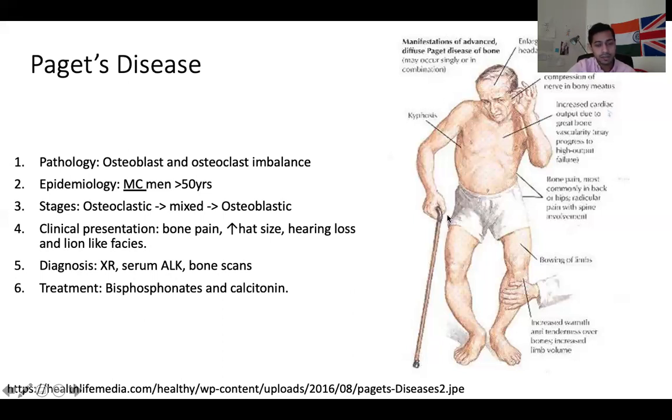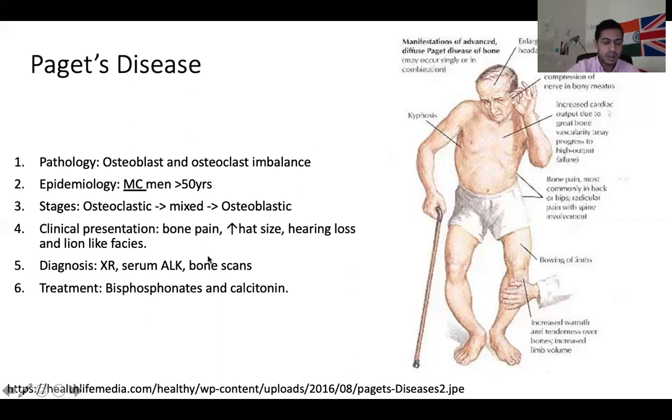There's also kyphosis. And there can be hearing loss and lion-like facies, which is more common in the osteoblastic phase, which tends to affect the head more often. And it's not uncommon to see people going up in hat sizes because of the increased bone in the skull, causing it to expand. And that can also cause headaches, for example, because it can cause compression of some structures.